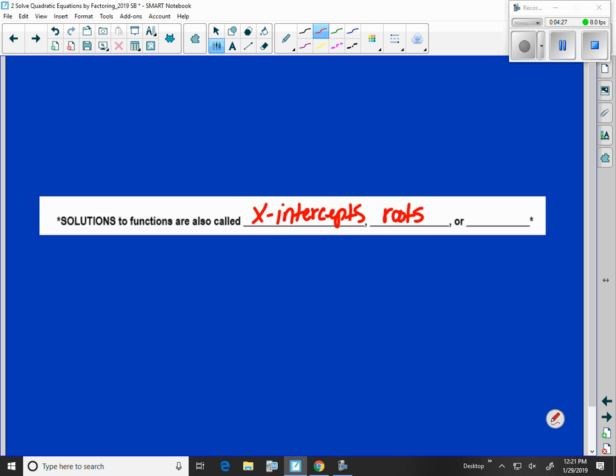Zeros. They're called the zeros. That's the word I was looking for. Why do you think we call them the zeros? They're when y equals 0. So another word is zeros. If I say any of those words, solutions, x-intercepts, roots, zeros, they all mean where does your graph cross the x-axis?